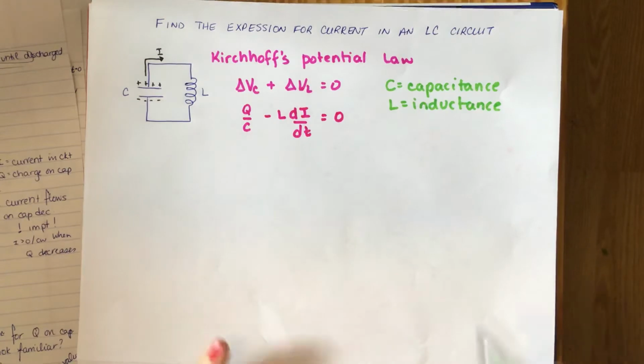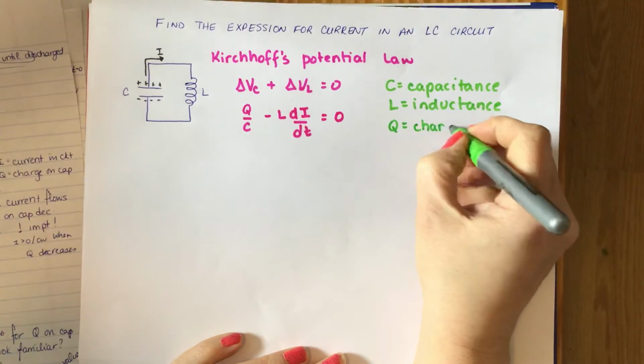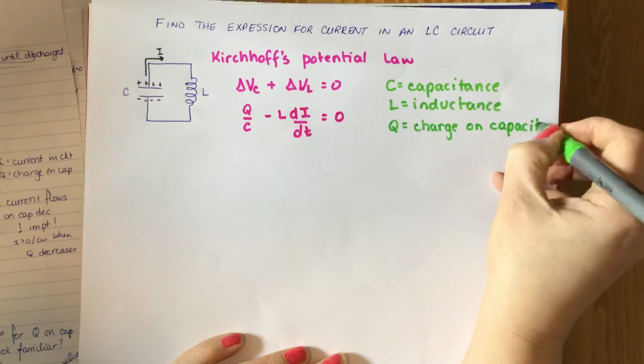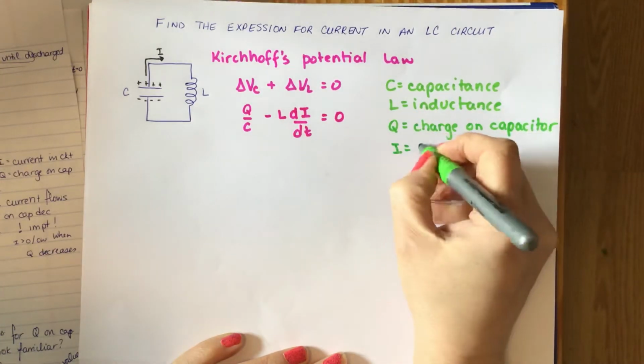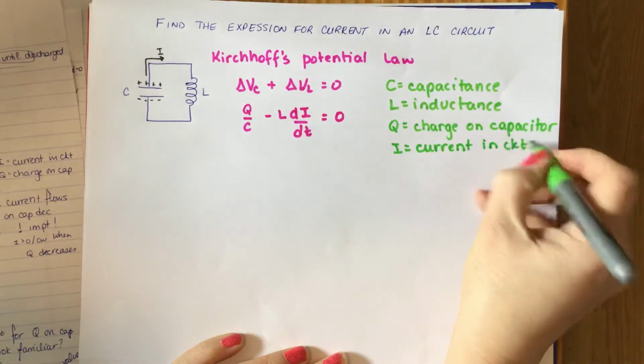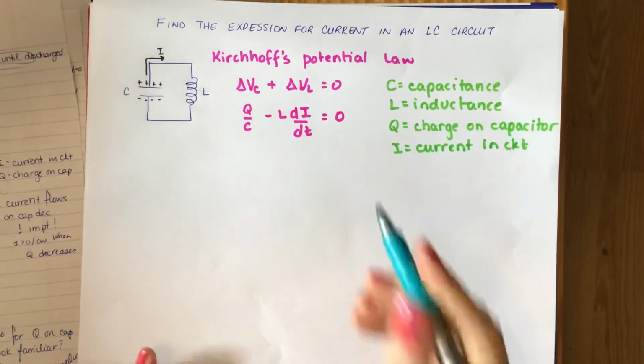The two things we've written down now are Q, that's the charge on the capacitor, and I is the current in the circuit. Of course, Q and I are at some specific time t that we're talking about. In this equation, we sort of have two unknowns, but not really, because current and charge are, of course, related. So let's try and get to that relationship between current and charge.